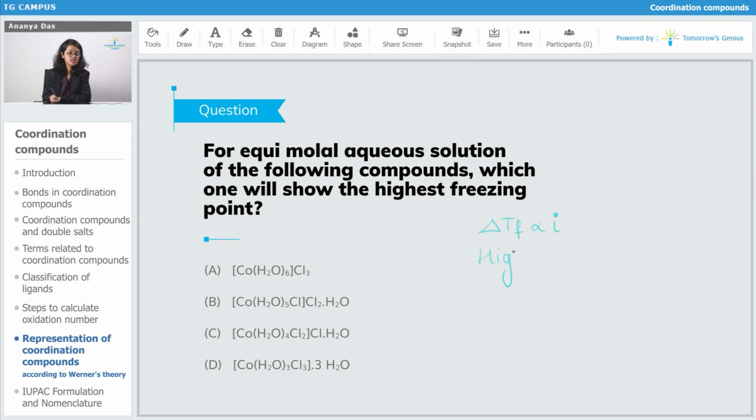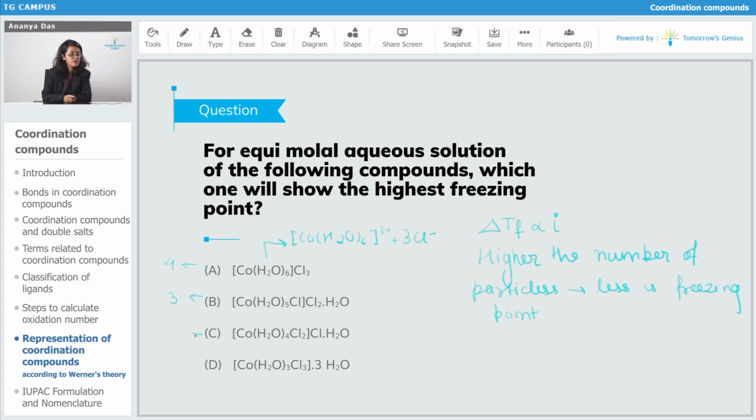So the higher the number of particles, the lesser is the freezing point. Now if we look at option A, if you ionize option A, then you will get the complex Co(H2O)6 3+ plus 3 Cl-. So the total number of particles for option A is 4. For option B, the total number of particles will be 3, if you ionize option B also.